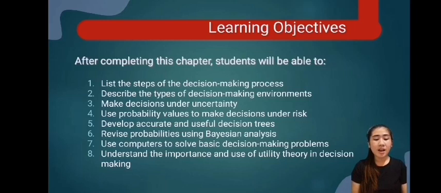Number 6, revise probability estimates using Bayesian analysis. Number 7, use computers to solve basic decision-making problems. And number 8, understand the importance and use of utility theory in decision-making.